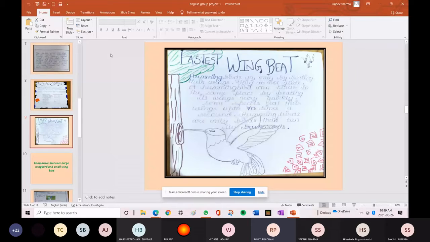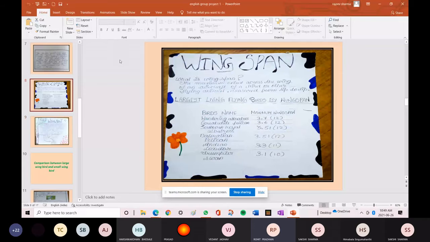Now I will explain about wingspan. What is wingspan? The maximum extent across the wings of an aircraft, of a bird or other flying animals, measured from tip to tip, is called wingspan. Largest living flying birds by wingspan. Examples: great white pelican, 3.6; southern royal albatross, 3.51; Dalmatian pelican, 3.51; and trumpeter swan, 3.1. Thank you.